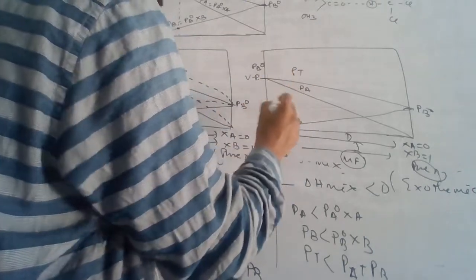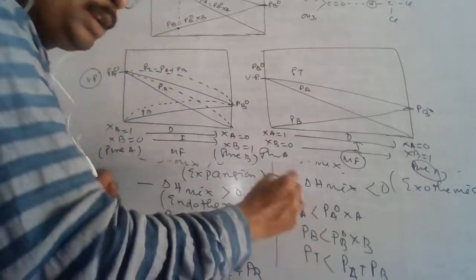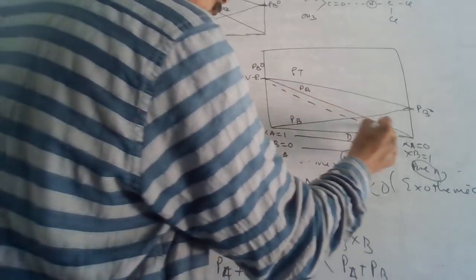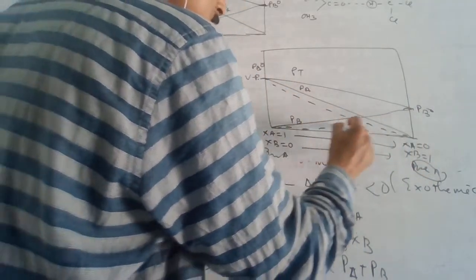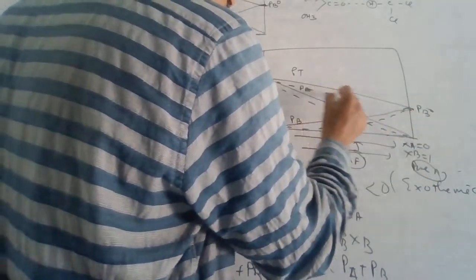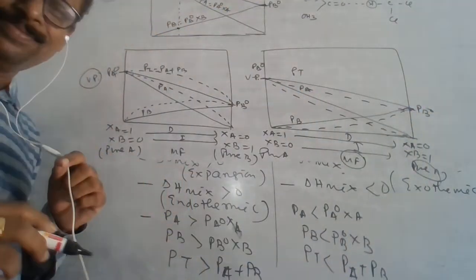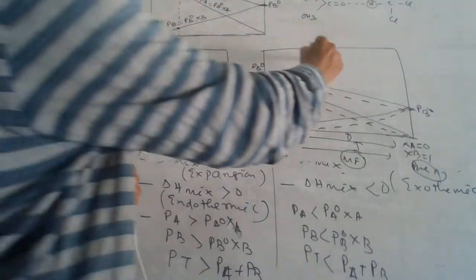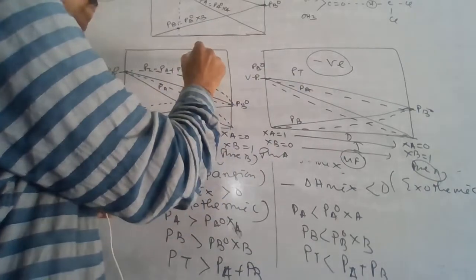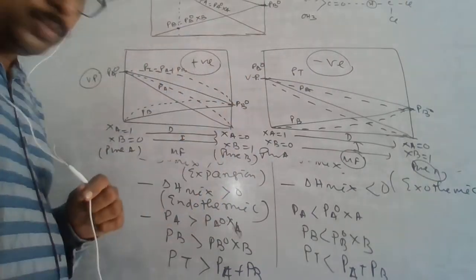Here the slope is negative. It is less than. Less than means the graph will be like this. Very well you can understand. It will be like this. So this is the negative deviation and this is the positive deviation.